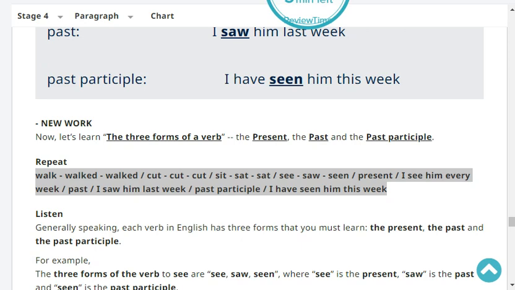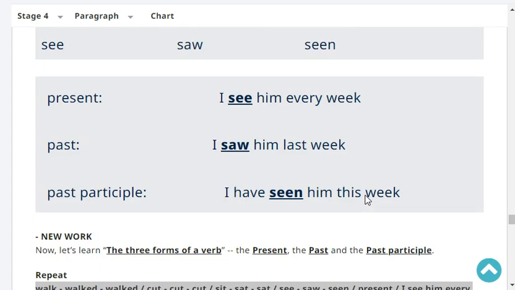Present tense: I see him every week. Very good. Past tense: I saw him last week. Past participle: I have seen him this week.